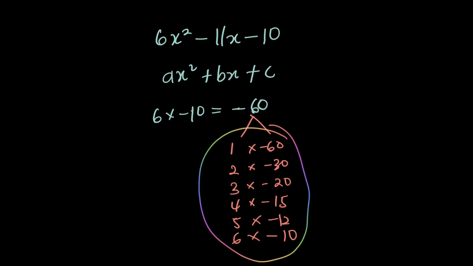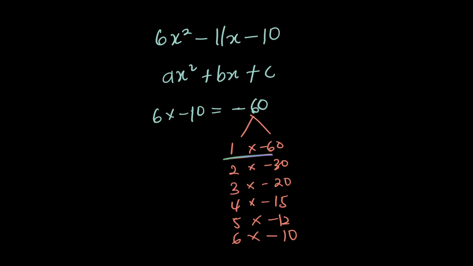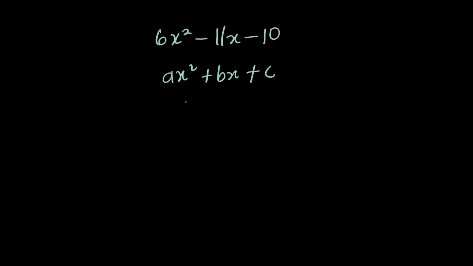But remember, from all these numbers, we have to pick the ones that when you add, give you negative 11. So let's check which of these will give us negative 11 when we add. Oh, great. When we add 4 and negative 15, we get negative 11, right? So our two numbers will be 4 and negative 15. Don't forget, our two numbers that when you multiply, you get negative 60, and when you add, you get negative 11 are 4 and negative 15.